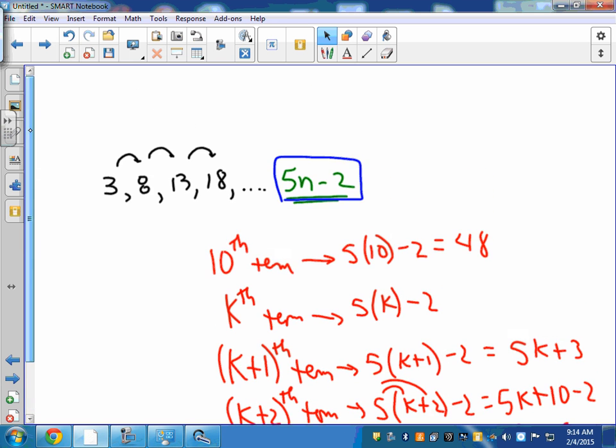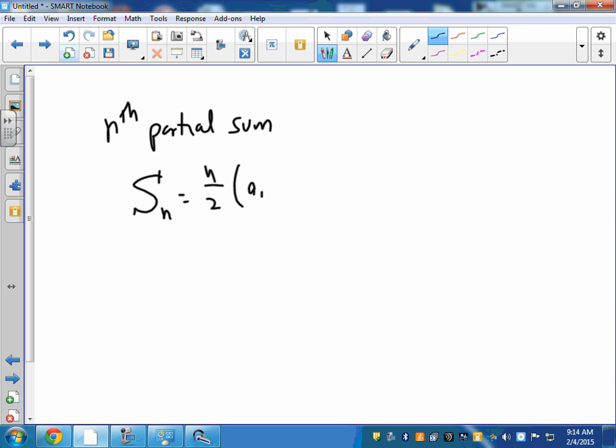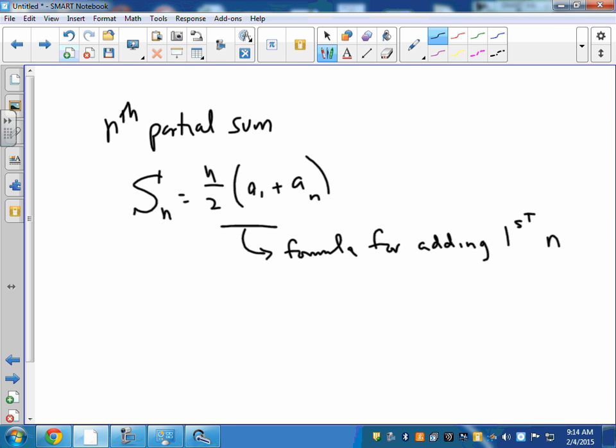Now, in addition to the generator formula, we had our nth partial sum. I called this little Gauss's formula. That's not really the name of it. It's the nth partial sum. And you can think of this as now a formula for adding or summing the first n terms.